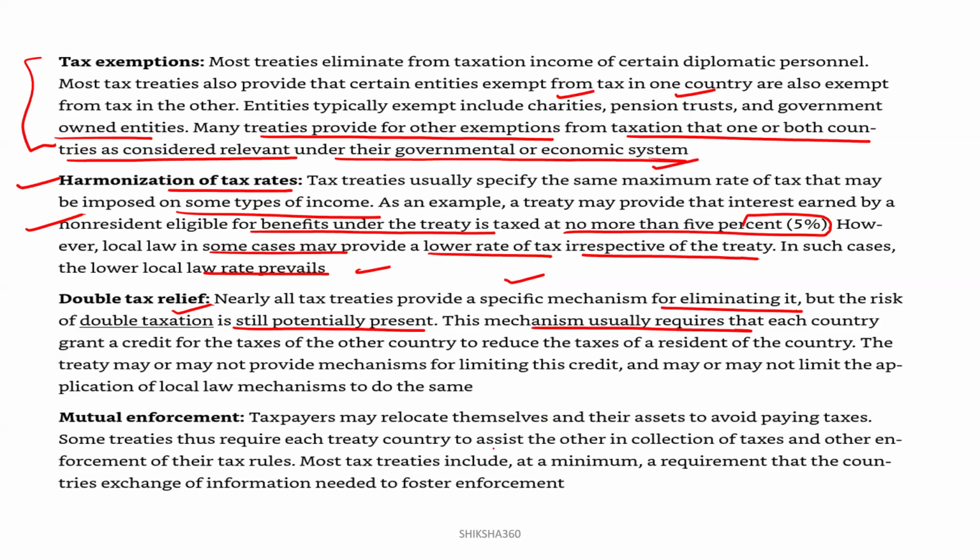So most tax treaties basically include, at a minimum, a requirement that the countries exchange information needed to foster enforcement. Clear? Country exchange of information needed to foster enforcement.